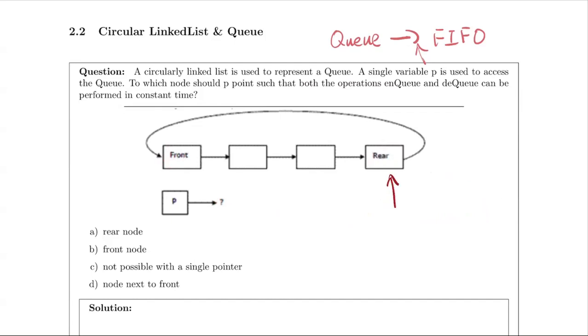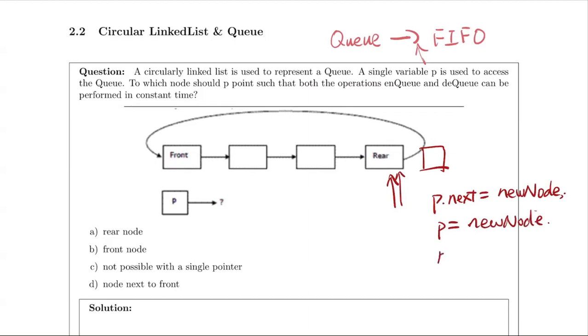So the way I should do it is something like this. I put another element here, and I do P dot next equals the new node. And then P equals the new node. And then new, wait, I think we should save a temporary variable.